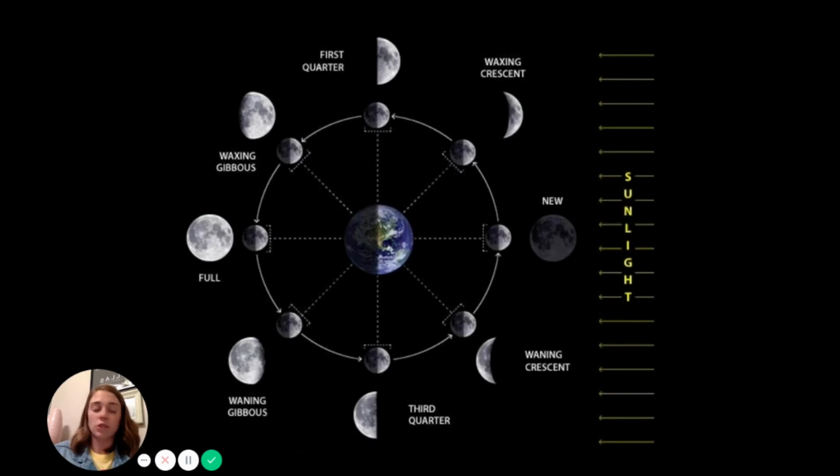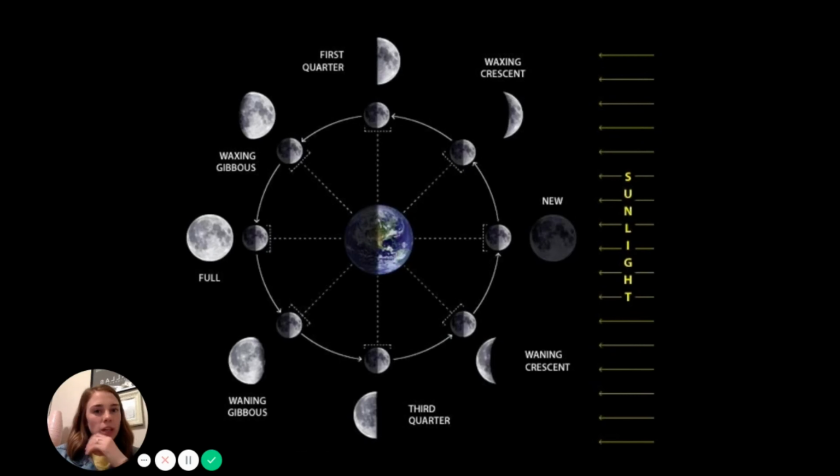Sorry, I'm checking my notes to make sure I tell you all the important information. Each moon phase is going to last about 3 to 4 days, and that's what makes up our 29 and a half days. So every 29 and a half days, we're going to go through this whole process again, starting with new moon, going up to waxing crescent, first quarter, and then continuing on. And that will take all of the 29 and a half days.